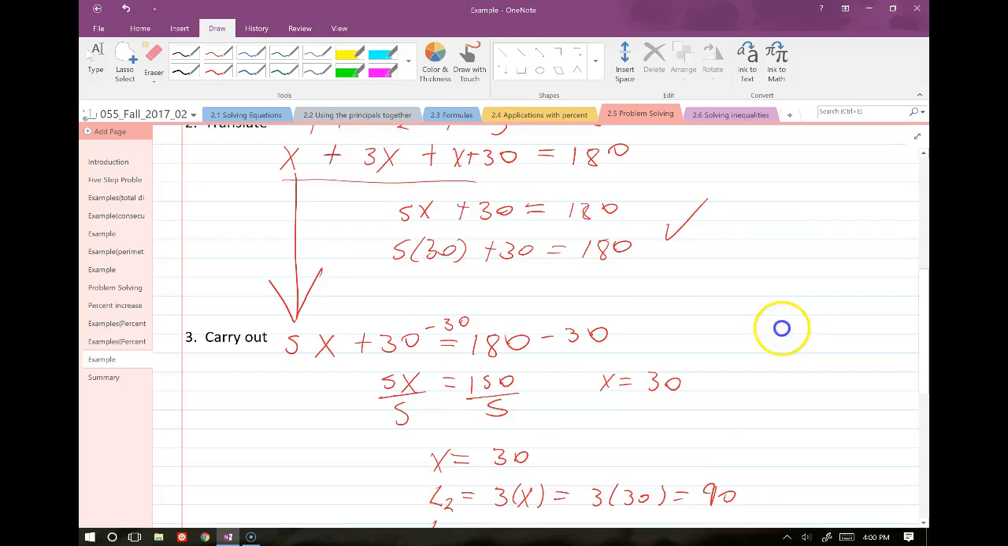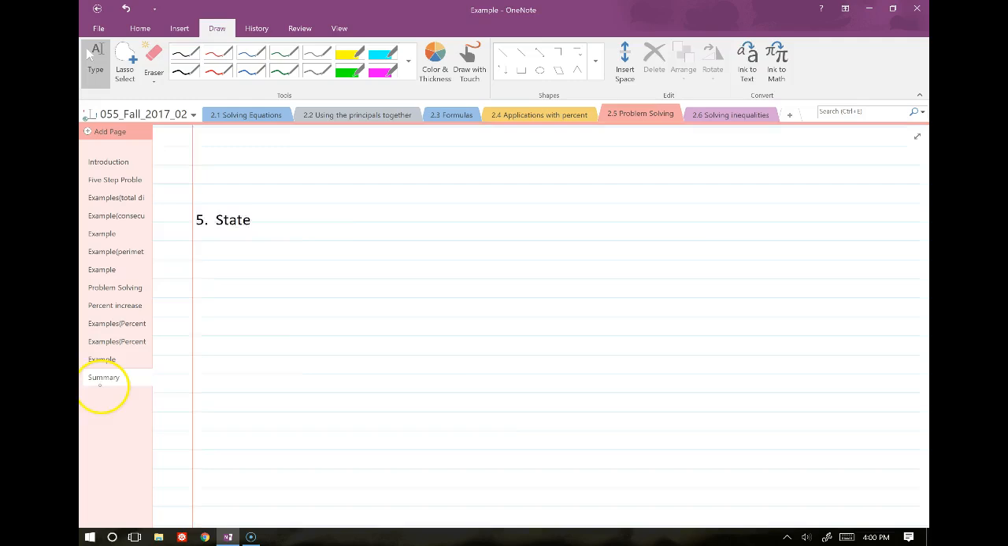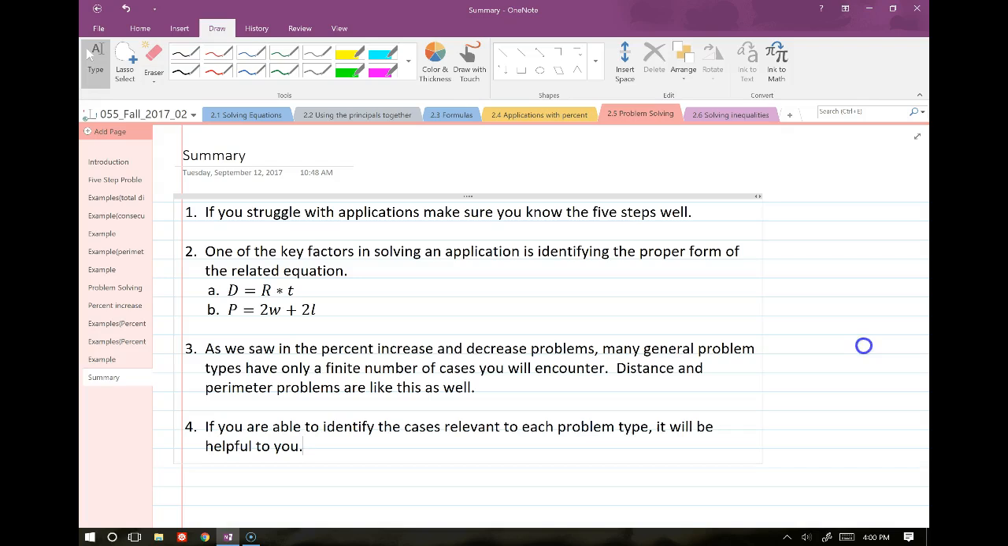All right, so luckily, I think for all of us, we're at the summary. If you struggle with applications, make sure that you know the 5 steps well. I'm not kidding either. When I was in these classes, I did struggle with applications, and I still do today. You give me something abstract, and I'm super happy. You give me an application, and I'm just super sad. So don't be afraid to come and get assistance on these, because they can be a pain.